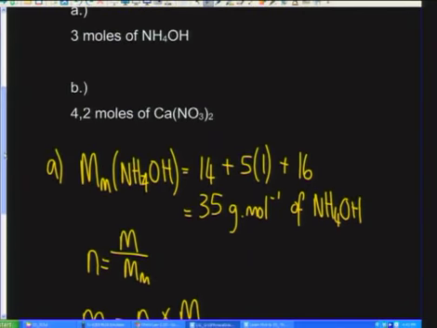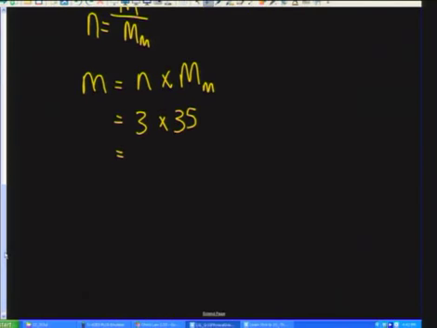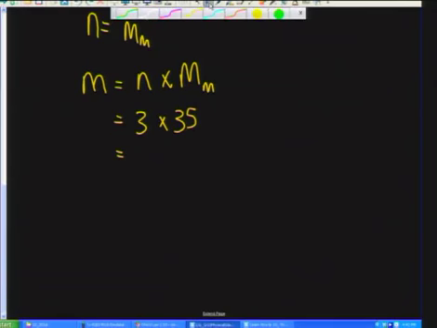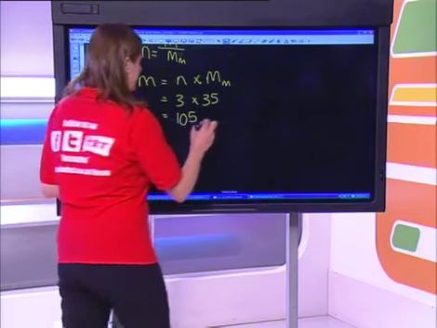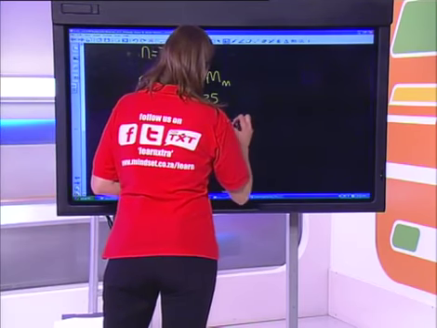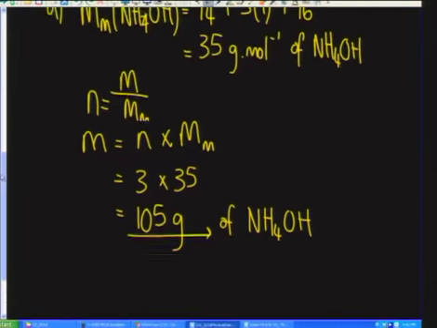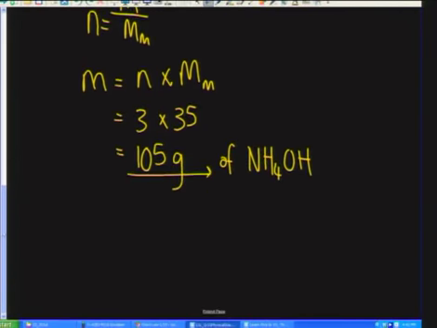Check it, it was 3 moles, yes. And plugging that into my calculator, 3 multiplied by 35 is 105. And what will the unit be? It was 105. What would the unit be? Well, I'm working out mass, so it's grams of NH4OH. Next one, part B, 4.2 moles of calcium nitrate.